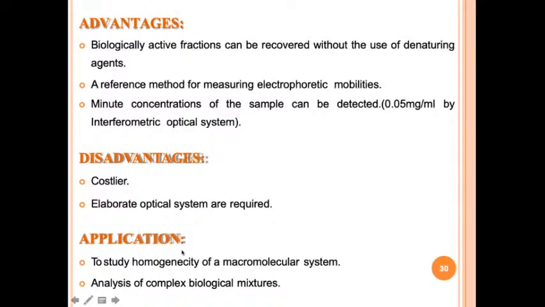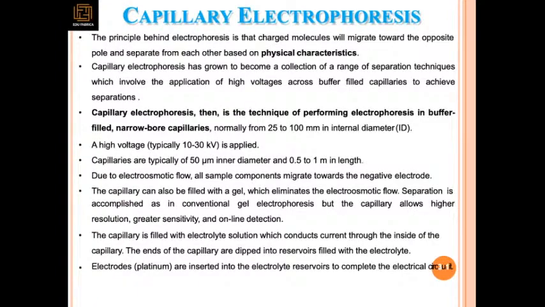Advantages are that it is a reference method for electrophoretic mobilities, and minute concentrations of the samples can be detected. Disadvantages are that it is quite costly and elaborate optical systems are required, and it is used to study the homogeneity of a macromolecular system and for analysis of complex biological mixtures.